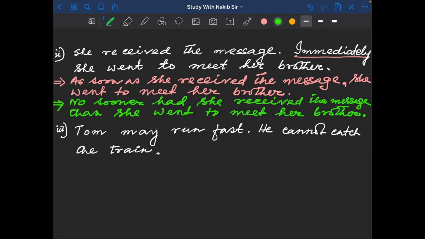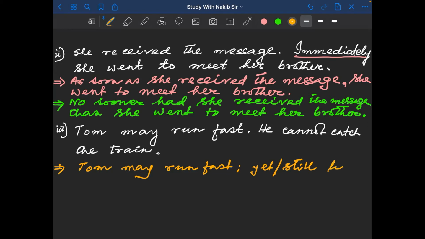See, Tom may run fast, semicolon, but. So you cannot use but, you know. For but you can use yet or still. You have learnt this. Still he cannot catch the train.